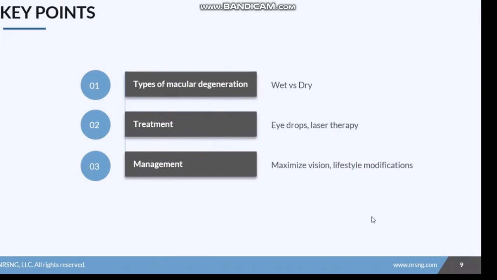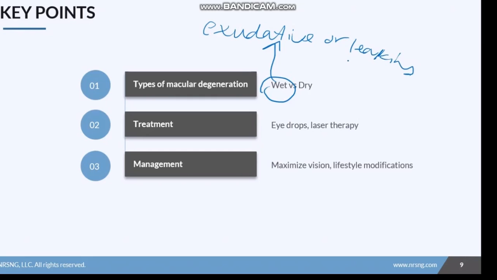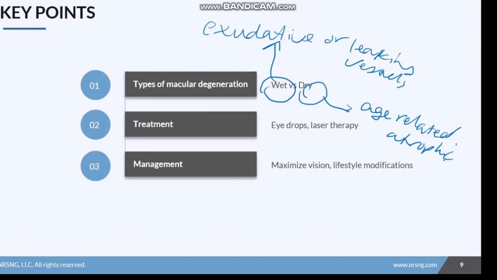Okay, guys, so looking at the key points. I want you to identify the differences between wet and dry macular degeneration. So let's go over those really quick. So wet equals exudative, or leaking vessels. And then dry is age-related or atrophic. So old people can be dry and they atrophy as they age.